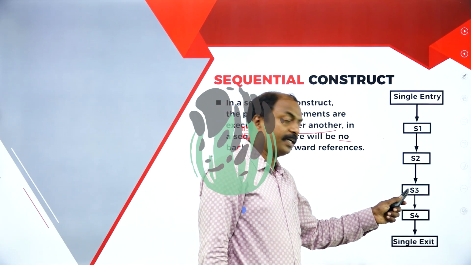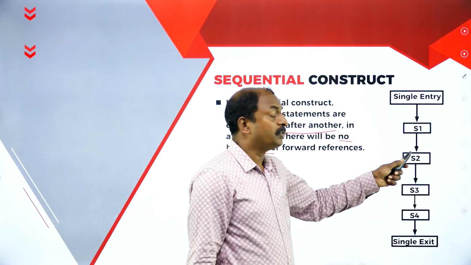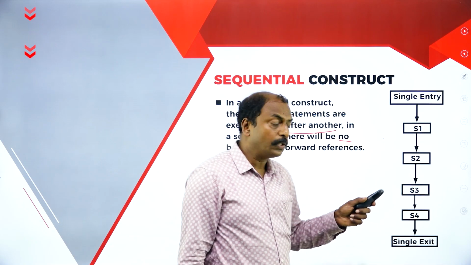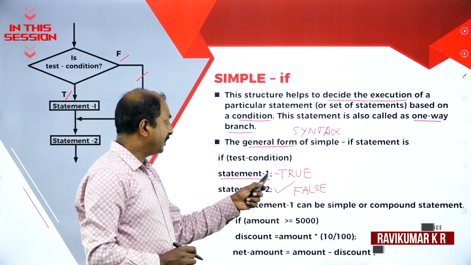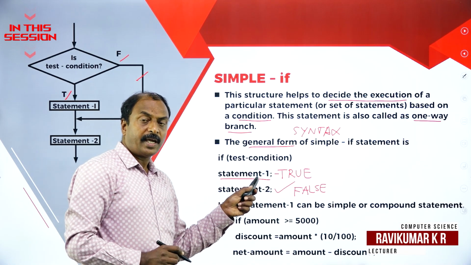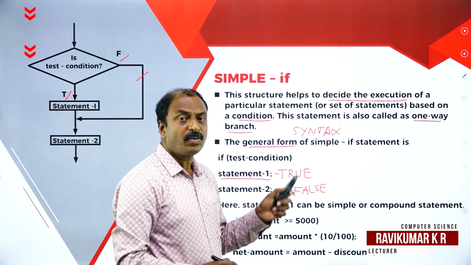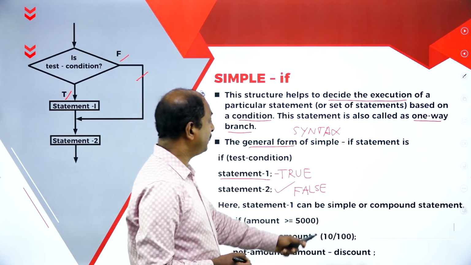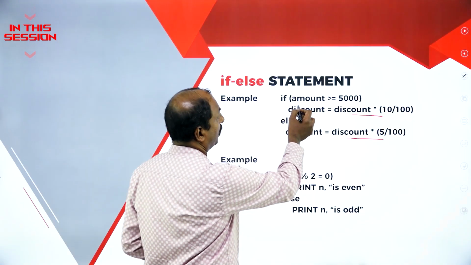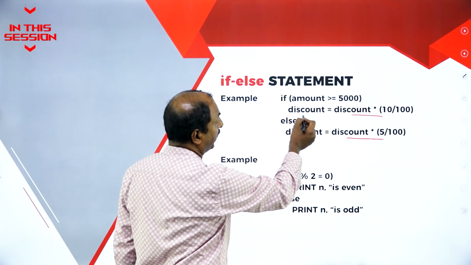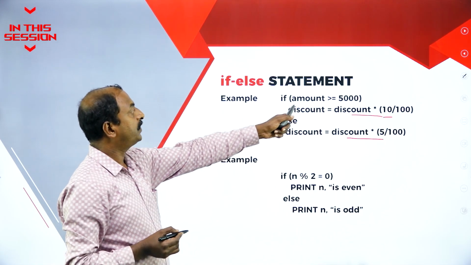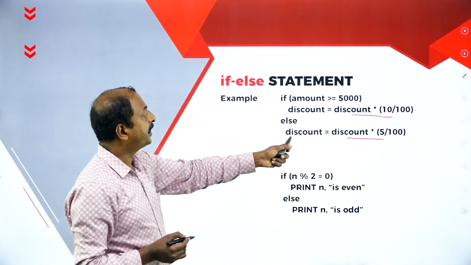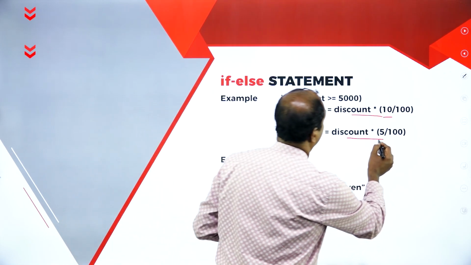After executing statement 3, you cannot execute statement 2, or after executing statement 2, you cannot execute statement number 1. What is the meaning of statement 1 here? This is statement 1. It can be more, and here you can have more than one statement. That is the meaning of compound statement. So if the condition is true, it calculates the discount at 10%, and if the condition fails, it calculates the discount at the rate of 5%.